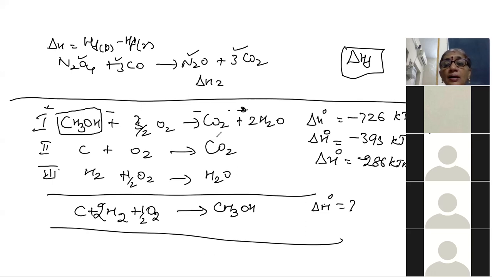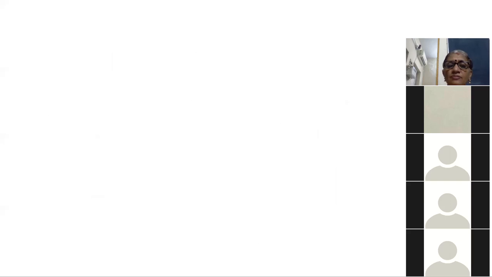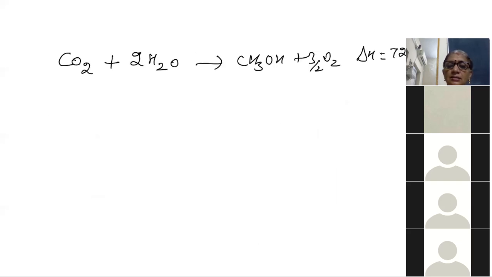We should keep it as it is. Why? Because compare the second one and the target equation. In the second equation, carbon is on the left. In the target equation also, carbon is on the left. So retain it as it is. So we have to add as it is.